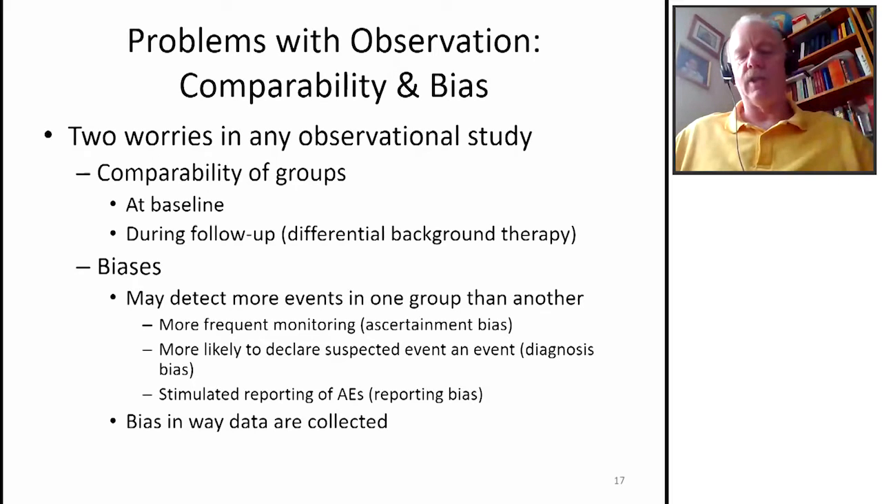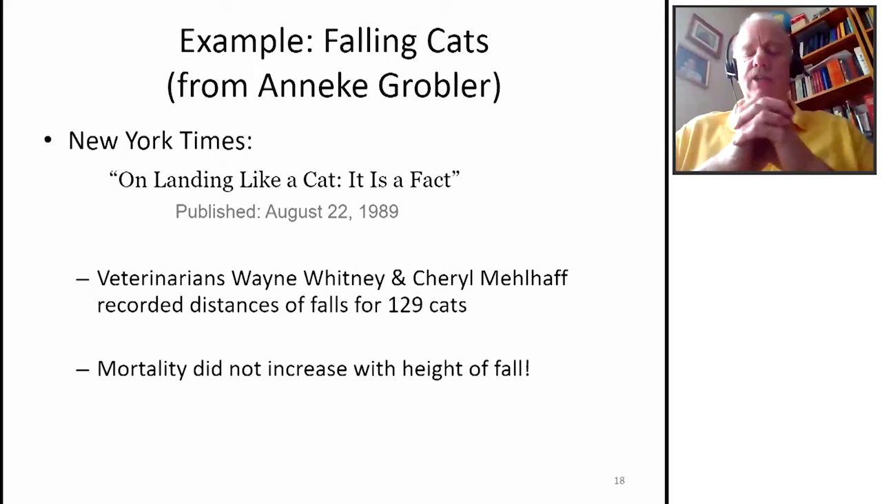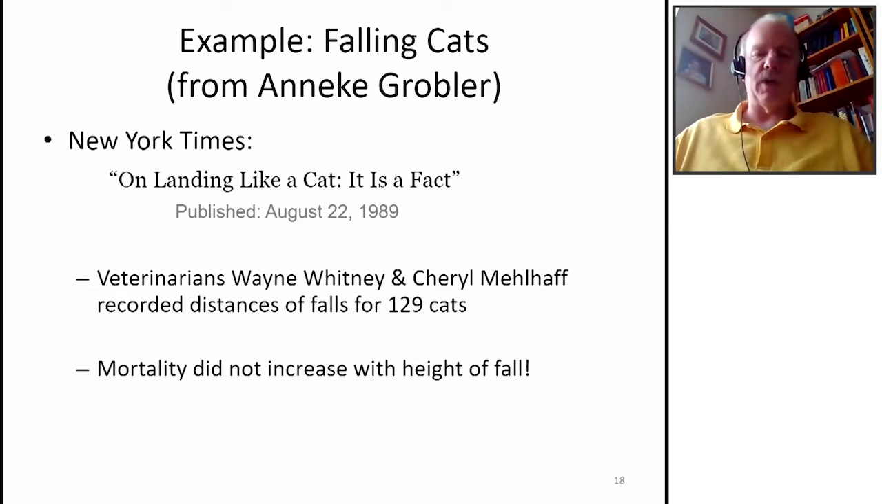Once you hear that some drug causes kidney problems, then everyone who has any kidney problems is going to say, yes, I did take that drug once, didn't I? And so you're going to have more reporting of these adverse events. And there are often biases in the way data are collected. Now, I'm not saying that observational studies can't be done well. They certainly can, but these are things that you have to worry about.